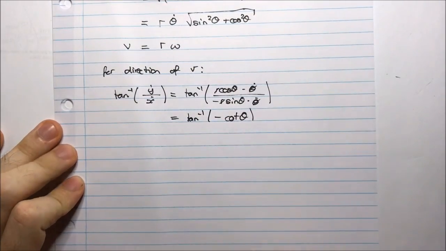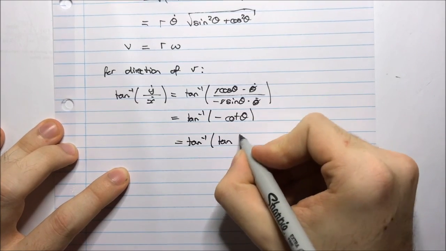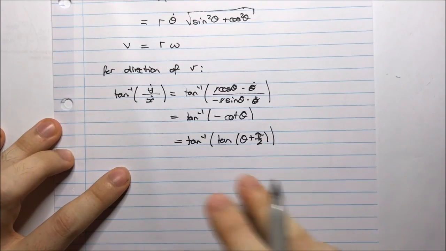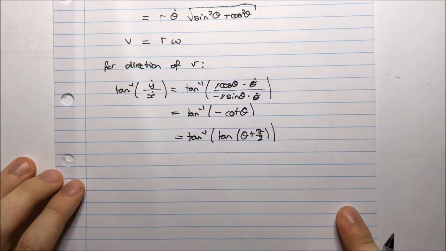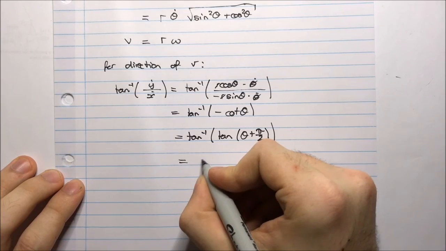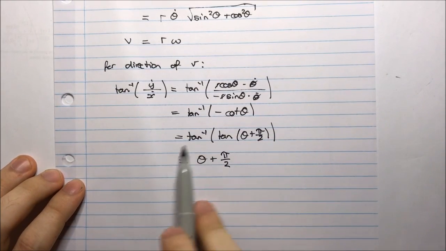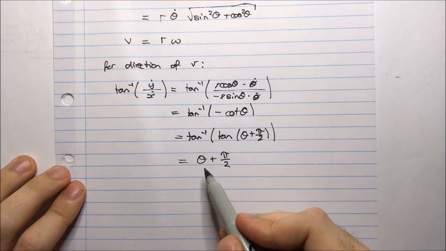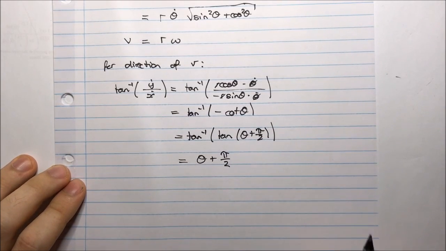And what is negative cot theta? Well, negative cot theta is tan of theta plus pi on 2. Hopefully you can see how that is. If not, you need to think about that. Okay, and then tan inverse and tan are inverse functions, so they'll cancel each other out, and I'm left with theta plus pi on 2. And so this is my direction for v, and it's related to the direction of omega, which was theta. So it's just adding on 90 degrees or pi on 2 radians.